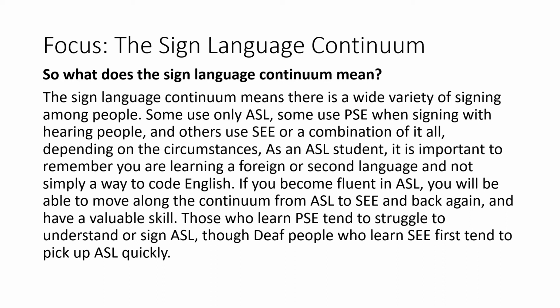As an ASL student, it is important to remember you are learning a foreign or second language and not simply a way to code English. If you become fluent in ASL, you will be able to move along the continuum from ASL to SEE and back again and have a valuable skill. Those who learn PSE tend to struggle to understand or sign ASL, though deaf people who learn SEE first tend to pick up ASL quickly.